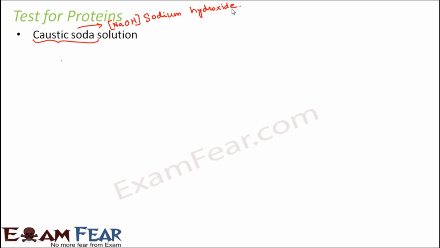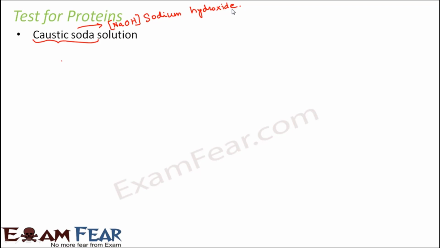Now again, the same question: how exactly do we test whether a particular food item contains proteins or not? So let's look at the test for proteins. For this, what we need is a caustic soda solution. So what is caustic soda? Caustic soda is actually sodium hydroxide, which is written as NaOH. So that is caustic soda.